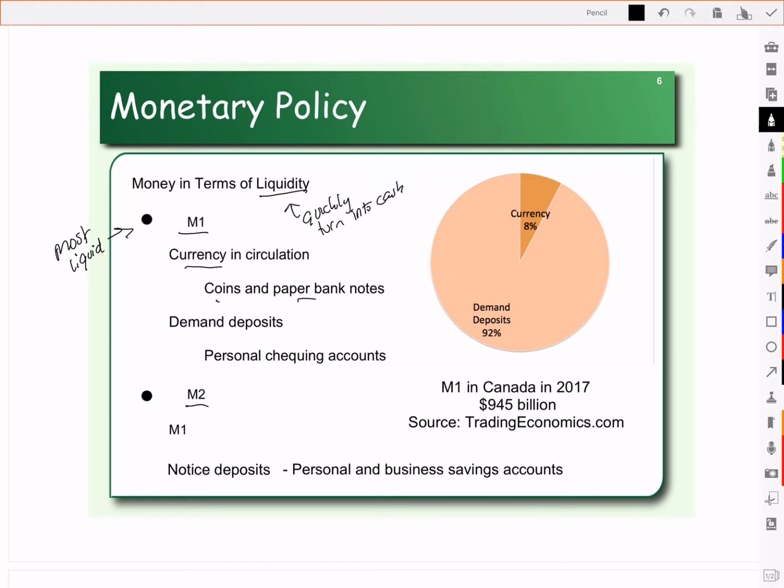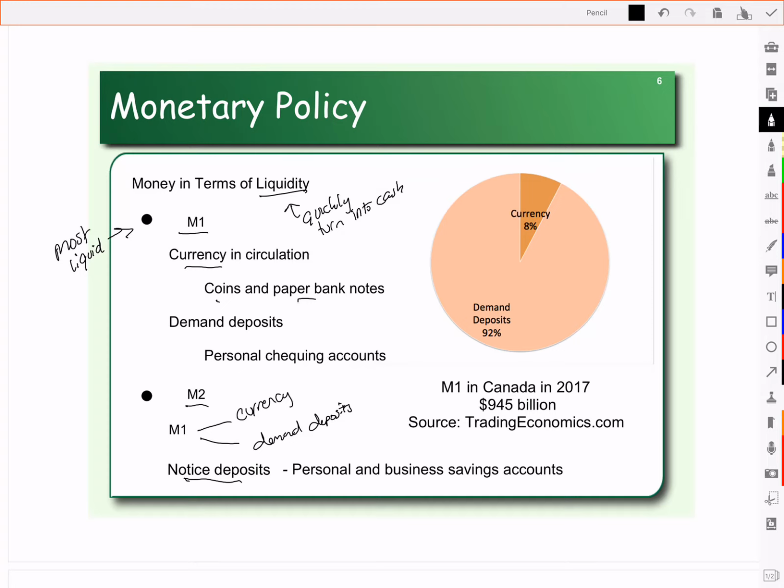So M2 is a less liquid form of money. And when we define M2, everything that's in M1 is included in M2. So what was in M1? That was our currency, and that was our demand deposits. What's also in M2 are what are called notice deposits. Notice deposits is the money that's in your savings account.